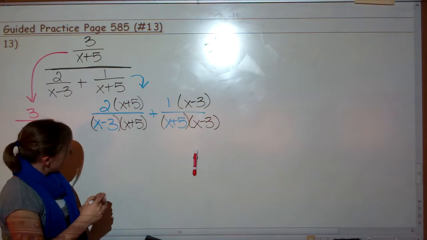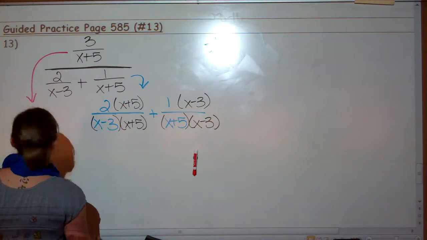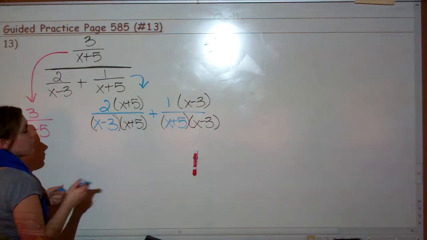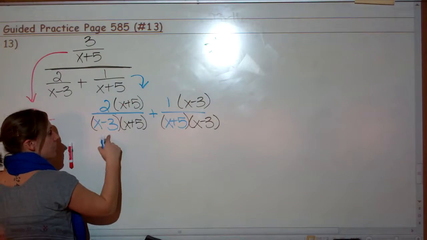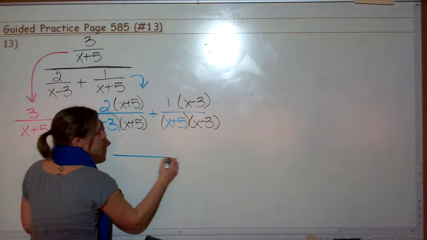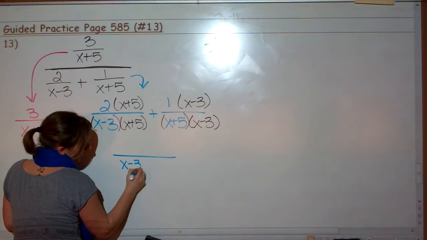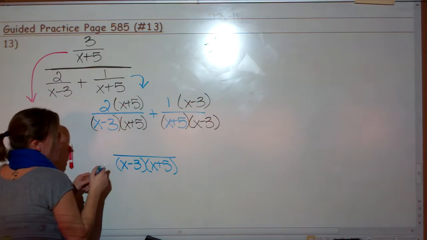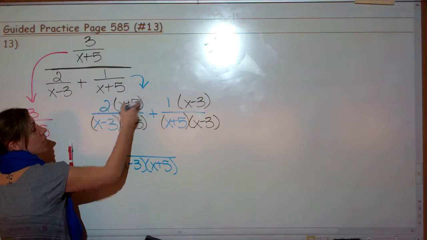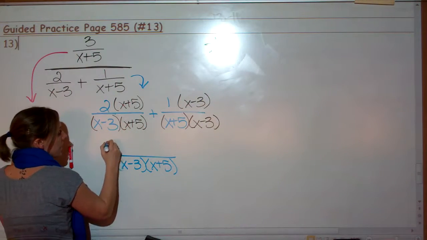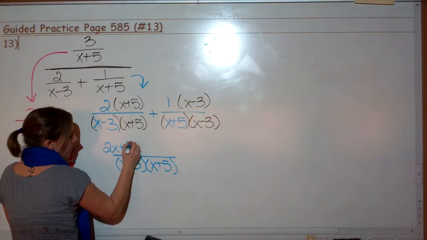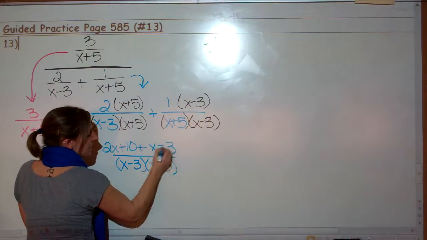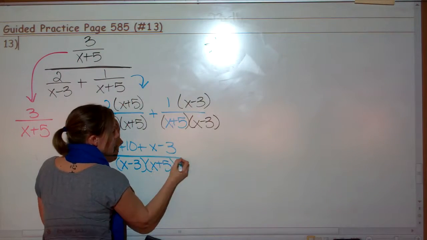All right, so now we've got that common denominator. So x minus 3 and x plus 5 is the denominator. And our numerator is now just our distribution. 2x plus 10 plus x minus 3. So that was an easy distributing problem.